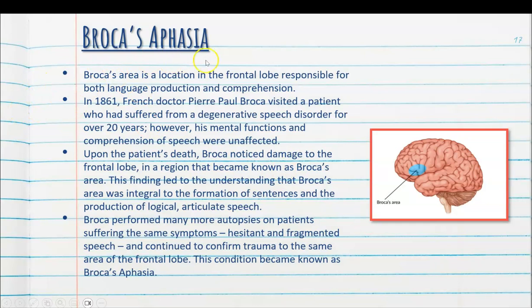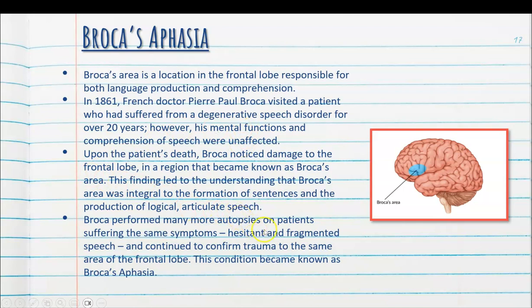Then we have Broca's aphasia. So Broca's area is a location pictured here in the frontal lobe responsible for both language production and comprehension, or speech. So in 1861, French doctor Pierre-Paul Broca, hence the term, visited a patient who had suffered from a degenerative speech disorder for over 20 years. However, his mental functions and comprehension of speech were unaffected.